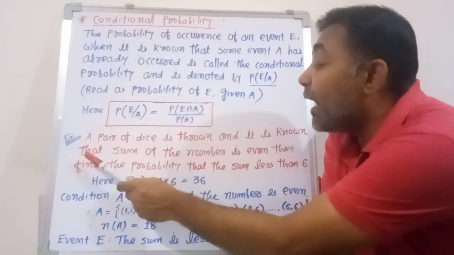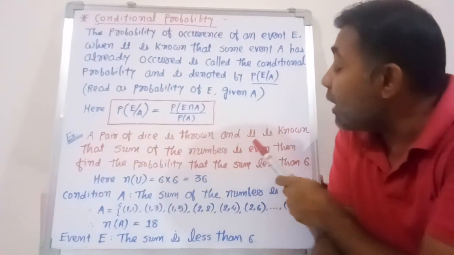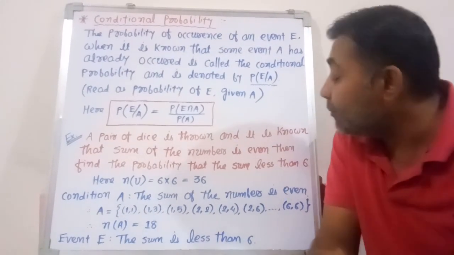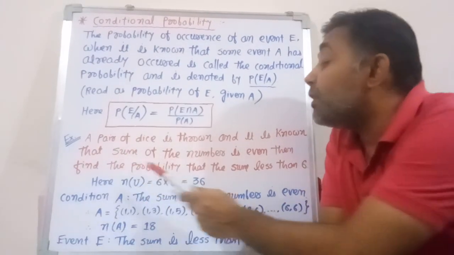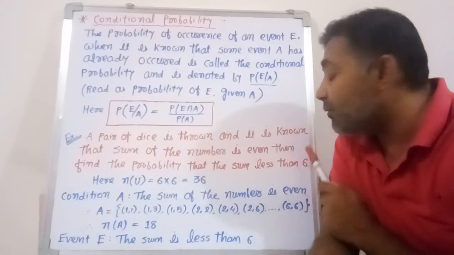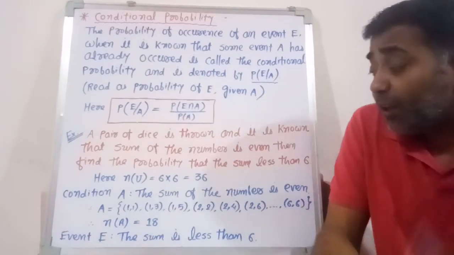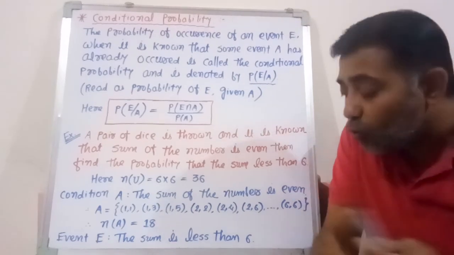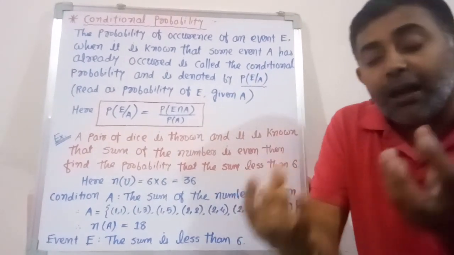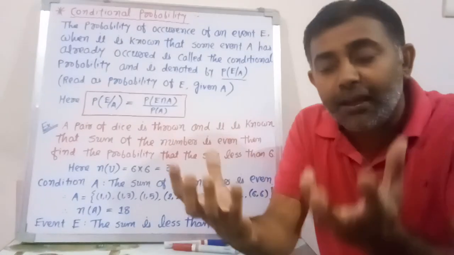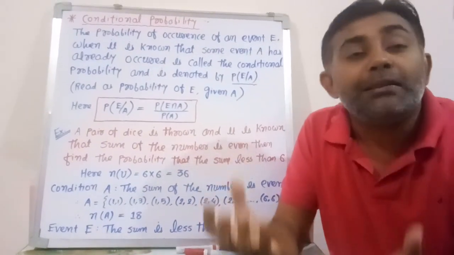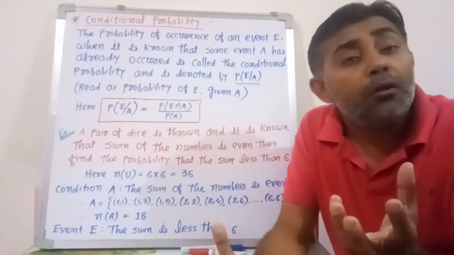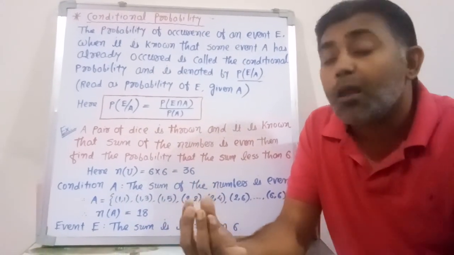that the sum of the numbers is even. This is given. Our question is: find the probability that the sum is less than 6. So what is the condition? The condition is that the sum of the numbers is even. When a pair of dice is thrown, the given condition is that the sum is even. So how many possible elements are there?